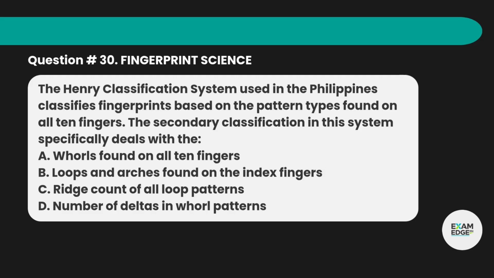Question number 30. Fingerprint science. The Henry classification system used in the Philippines classifies fingerprints based on the pattern types found on all 10 fingers. The secondary classification in this system specifically deals with the A. Whorls found on all 10 fingers. B. Loops and arches found on the index fingers. C. Ridge count of all loop patterns. D. Number of deltas in whorl patterns. Correct answer. B. Loops and arches found on the index fingers.